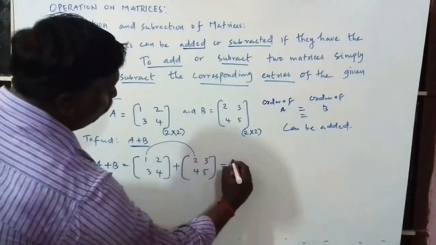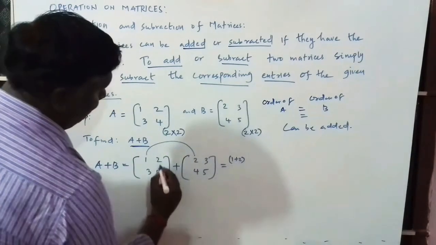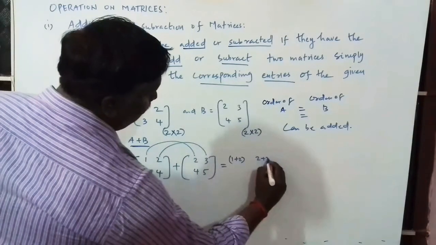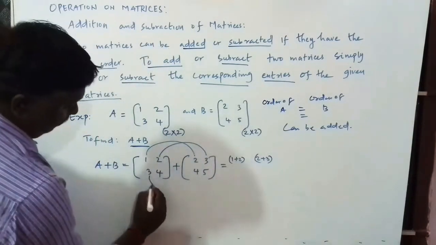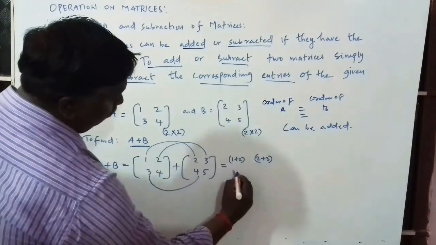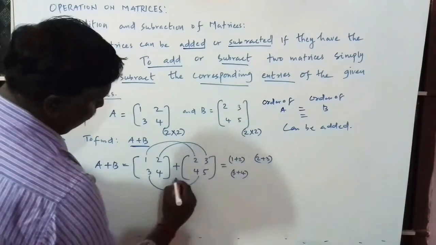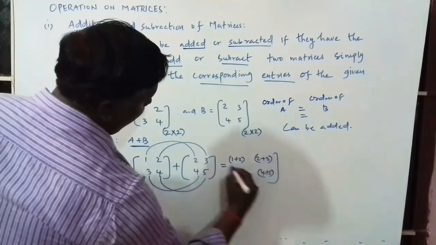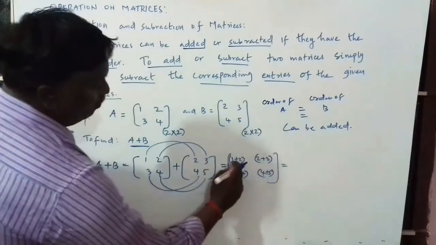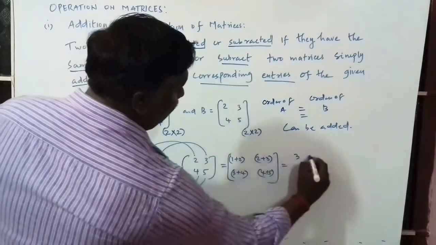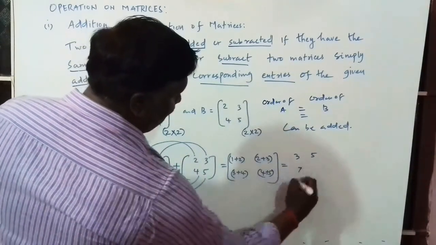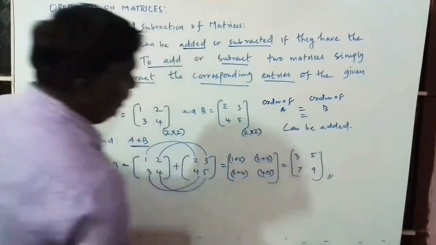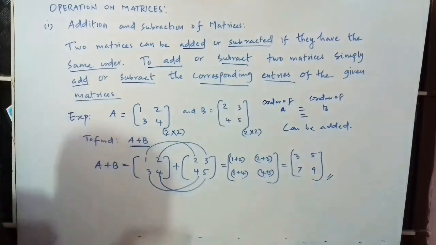1 plus 1, 1 plus 2, the first elements, and second element to second element, 2 plus 3. Next, 3 plus 4. Next one, the last one, 4 plus 5. Now simplify. 1 plus 2 equals 3. 2 plus 3 equals 5. 3 plus 4 equals 7. 4 plus 5 equals 9. That's it. This is the addition of two matrices.